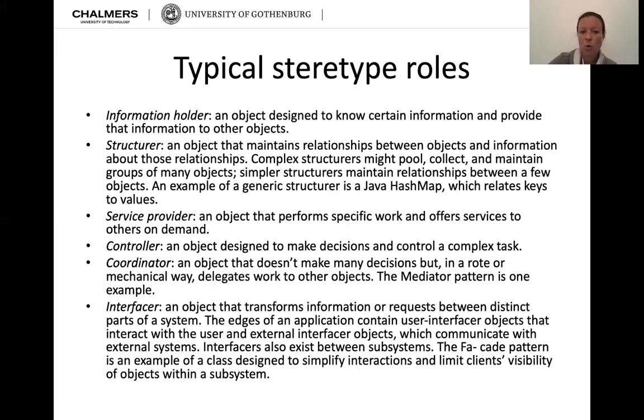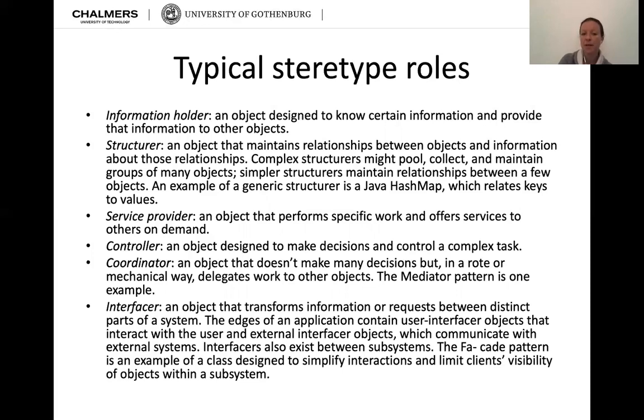Typical stereotype roles are the following. There is an information holder, which is an object that is designed to know certain information and to provide that information to other objects. There is a structurer, an object that maintains relationships between objects and information about those relationships. Complex structurers might pool, collect, and maintain groups of many objects. Simpler structurers maintain relationships between a few objects, and an example of a generic structure would be a Java hash map. It relates keys to values, so that's the structuring that it does.